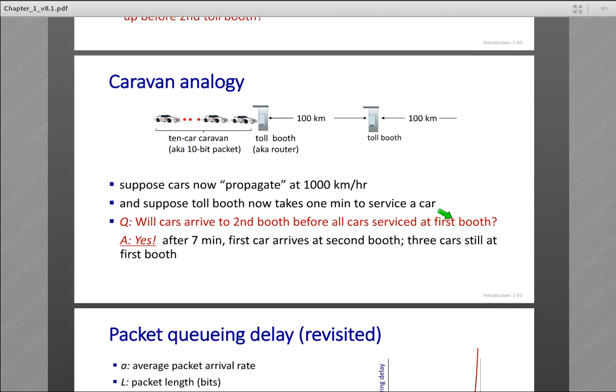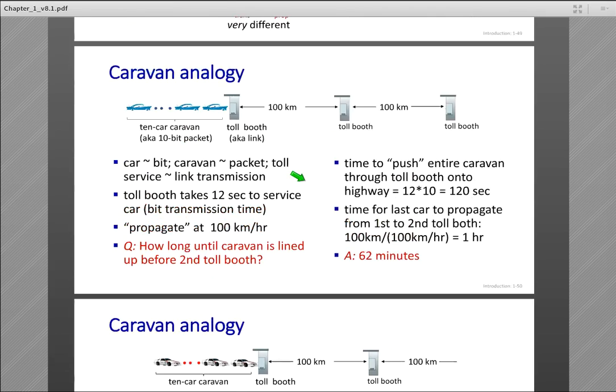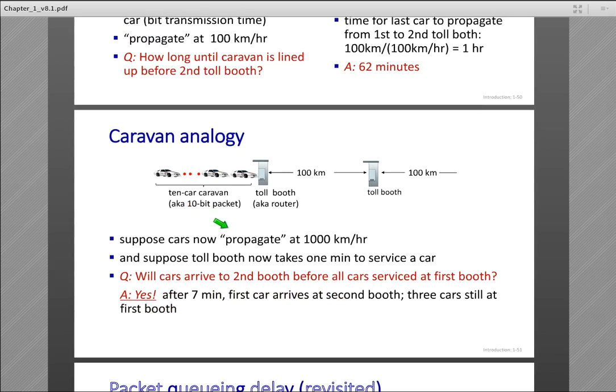Let me make some changes in the example. Let's suppose that the propagation speed or the speed of each car in the highway increases to 1000 kilometers per hour. The last one was 100 kilometers per hour, and here we suppose that each vehicle can go with a speed of 1000 kilometers per hour. So we increase the speed 10 times.